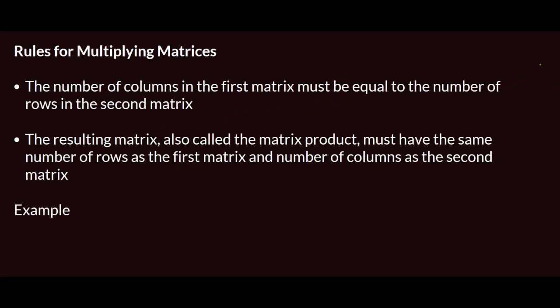So what are these rules that we need to follow to multiply matrices? The first one is that the number of columns, remember that whenever you are naming a matrix, it's always the number of rows by the number of columns. So what we're saying here is that the number of columns in the first matrix must be equal to the number of rows in the second matrix. So what we're saying here is row by column and then row by column. We're saying that these two numbers must be the same. If they are not the same, you cannot multiply the matrices together.